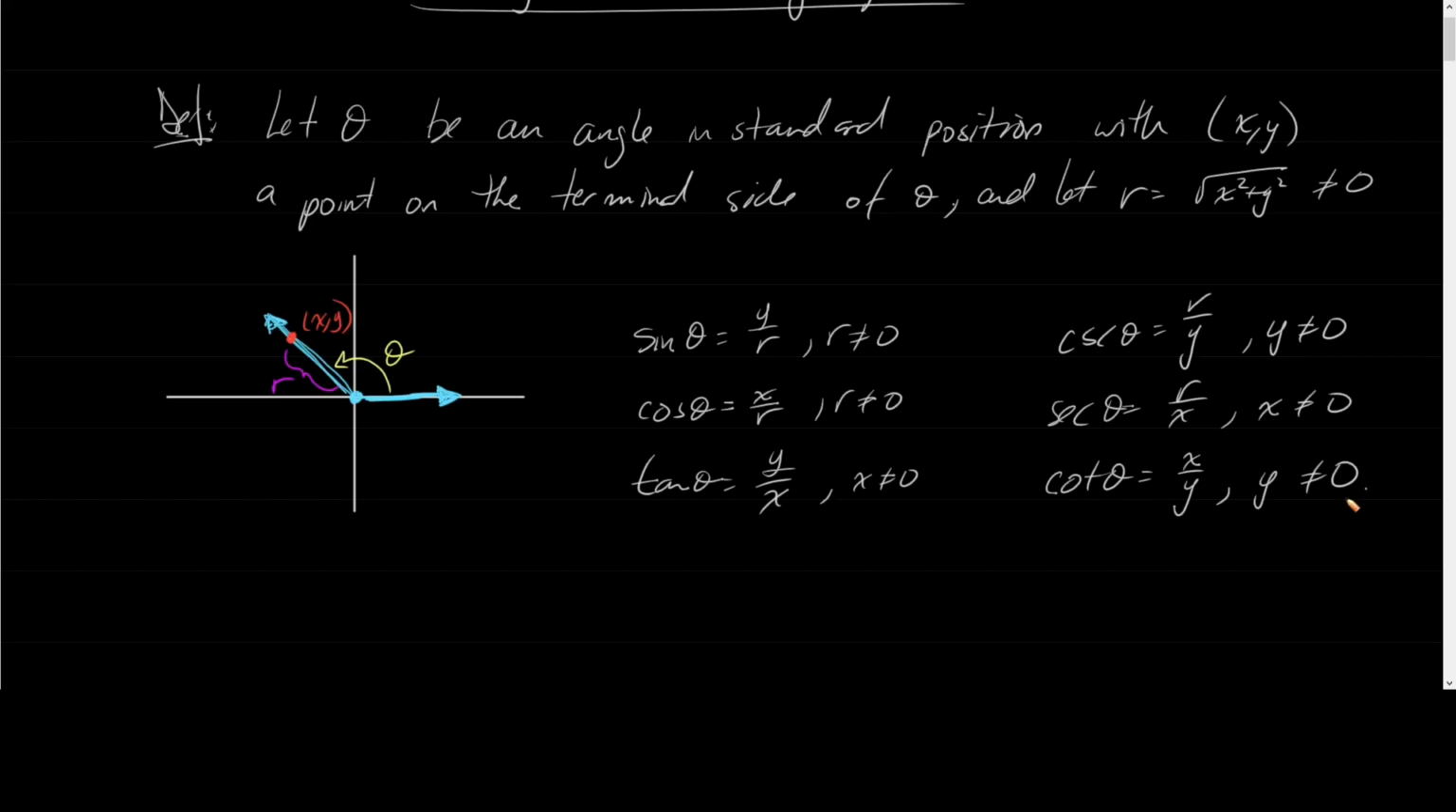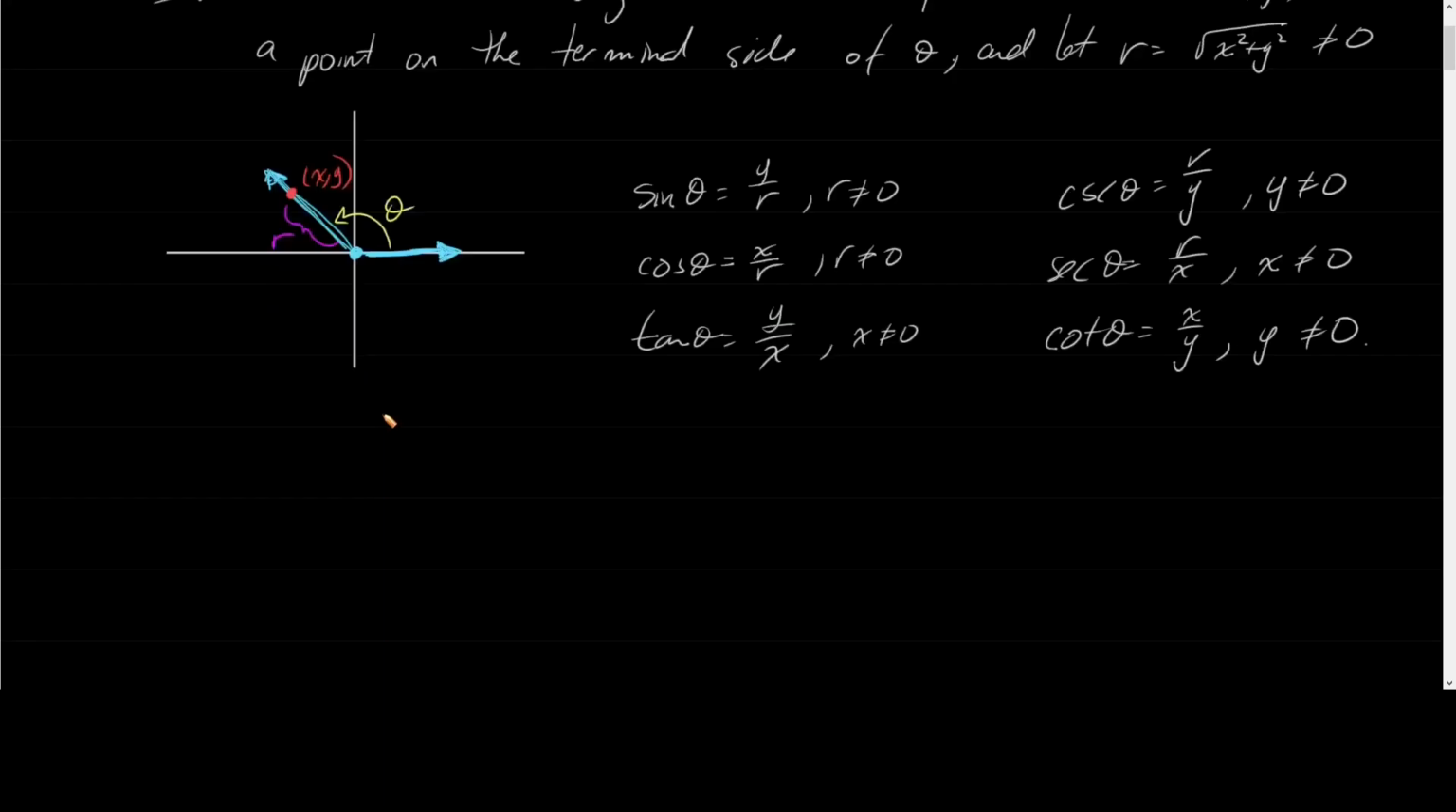All right. Now in here, let's see what this implies. For sine and cosine, r can't be equal to 0. So this distance must actually exist, is what it's saying. Now for tangent and secant, where x can't equal 0, we're saying we cannot be on the y-axis. The terminal side cannot be on the y-axis. For cosecant and cotangent, where y can't equal 0, what we're saying is that the terminal side cannot be on the x-axis. All right. Now, let's do some examples.